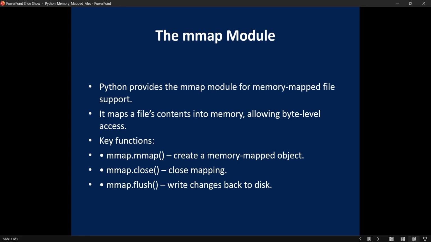In Python, the mmap module is used for working with memory mapped files. It allows you to map a file directly into memory and access it like a mutable byte sequence. The main functions are: first, to create a memory map object, second, to unmap and close the object, and third, to write any in-memory changes back to disk.